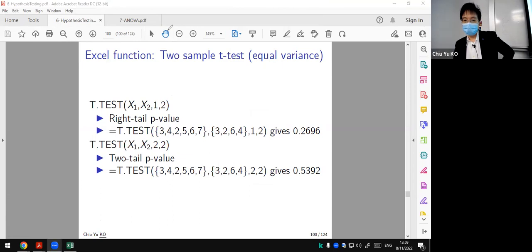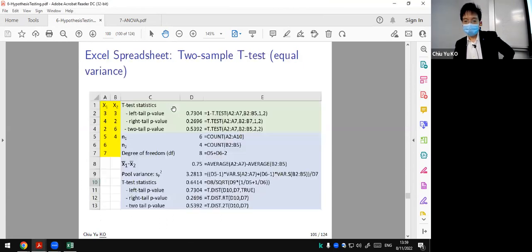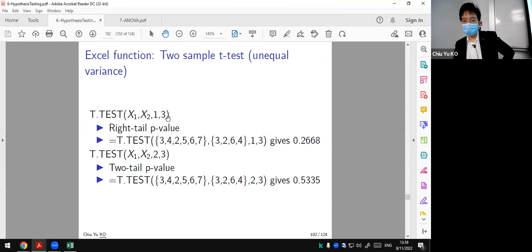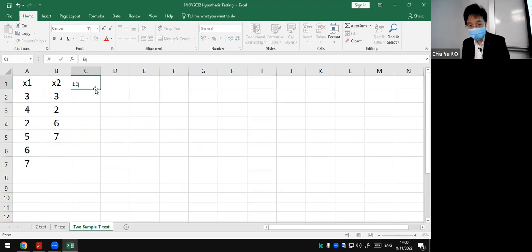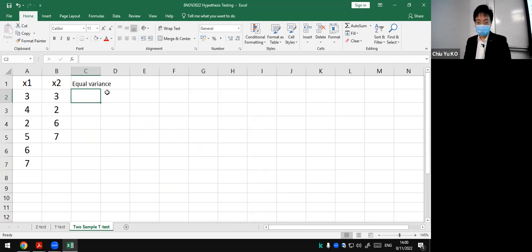And if we want the non-equal T-test, then 3 is at the end. Okay. So that's a difference. So here we have equal variance. Okay. Equal variance. And I want to calculate the p-value. Okay. And how do we proceed from here?